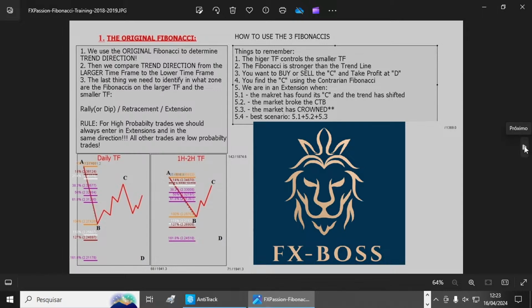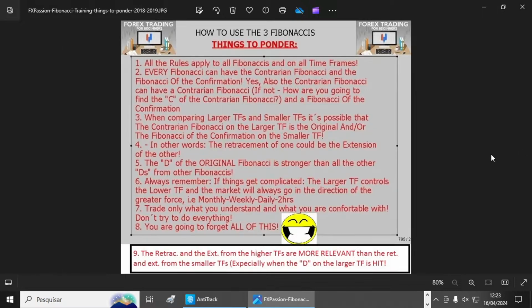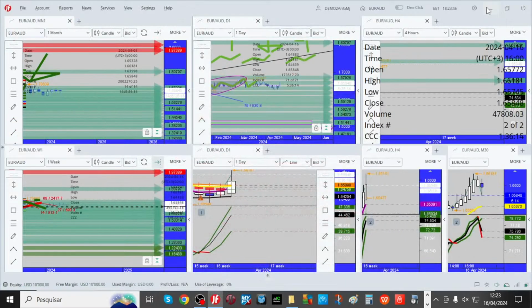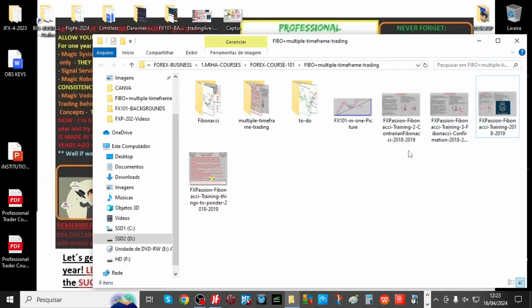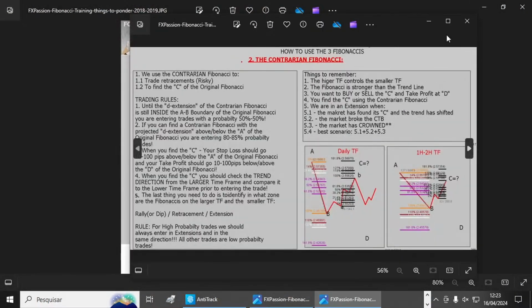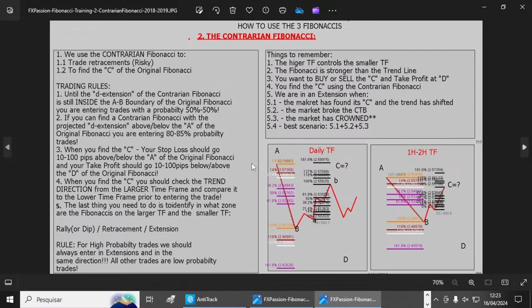Now moving to the next one. And no, it's not this one. Contrarian. There you go. That's the next one, the contrarian Fibonacci. We use the contrarian Fibonacci to trade retracements, which is risky, and to find the capital C of the original Fibonacci.